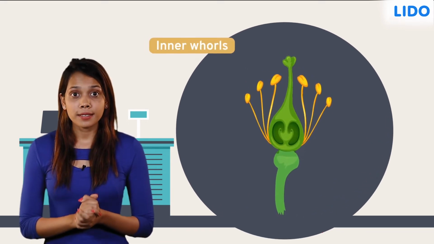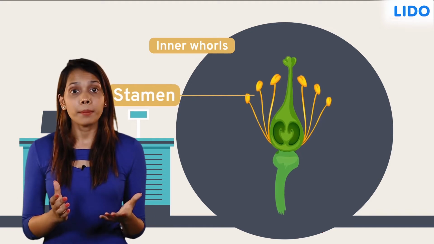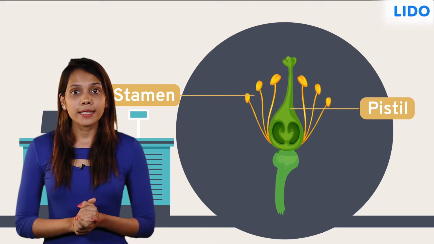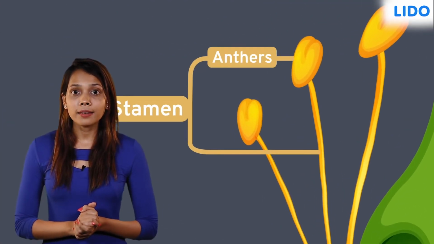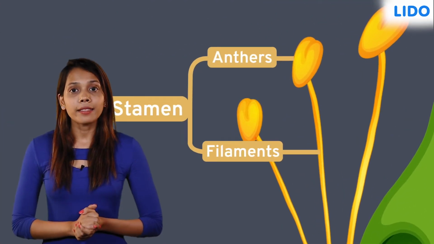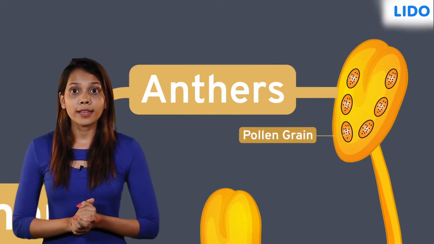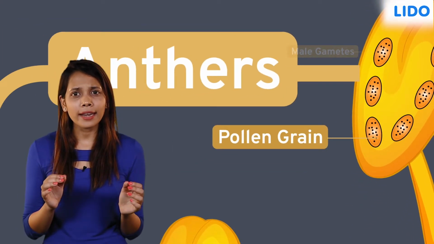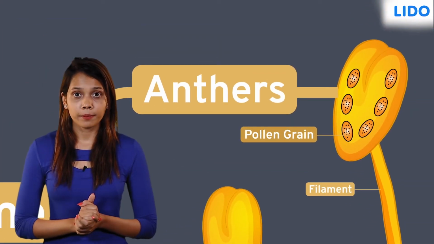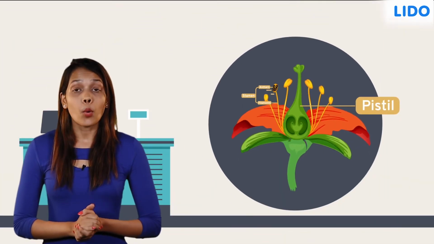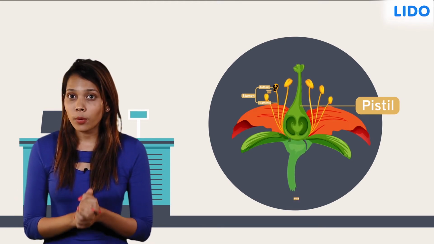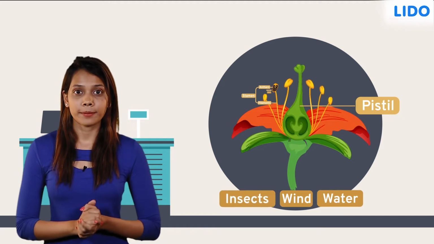The inner whorls consist of the stamen, which is the male part, and the pistil, which is the female part. The stamen has two parts, anthers and filaments. The anthers carry the pollen grain, which contains the male gametes. Anthers are held up by a thread-like part called a filament. The anthers are visible when the petals are open and the pollen grains are transported by wind, water or insects.